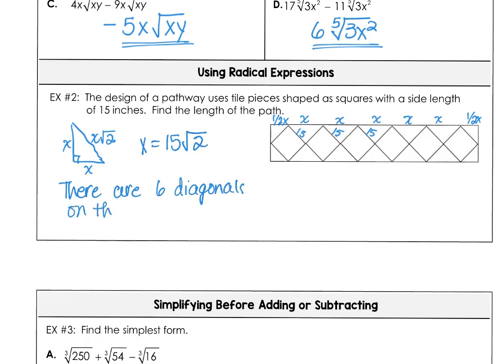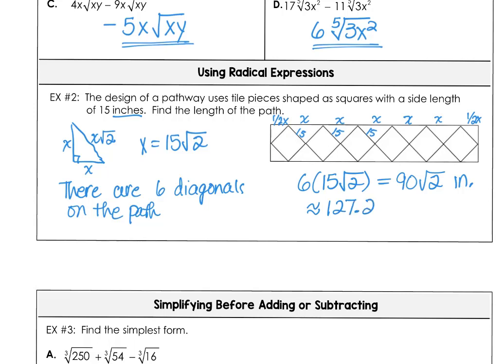So we could use the fact that we have 6 diagonals, and each of those are 15 times the square root of 2. So 15 times 6, that would be 90 square root of 2 inches, since the length is in inches. If you simplify with your calculator, that turns out to be about 127.28 inches. And there's 12 inches in a foot, so if you wanted to calculate the feet, that's about 10.6 feet.